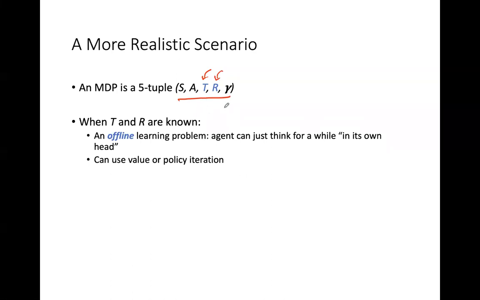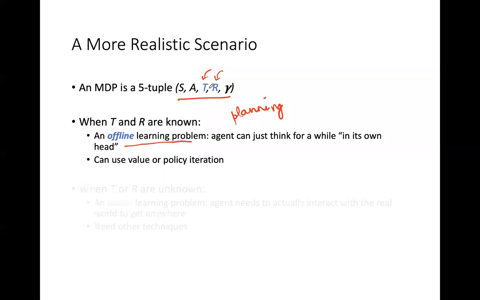And when all of this is known, we have an instance of what is known as an offline learning problem. Sometimes people also refer to this as a pure planning problem, where the goal of the agent is just to figure out how to act optimally. Since it has access to a model of the world, it can just sit around and think in its head really hard, and come up with a fully formed policy and be done.